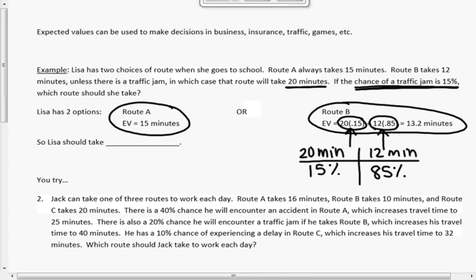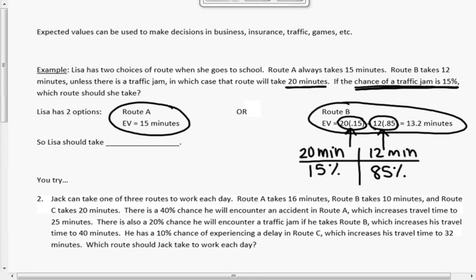Which route should Lisa take based on this information? Should she take route A, which always takes 15 minutes? Or should she take route B, which she can expect to take about 13.2 minutes? Most of the time it's going to be closer to 12, but some of the time it's going to be 20. So you kind of almost think of this as an average.